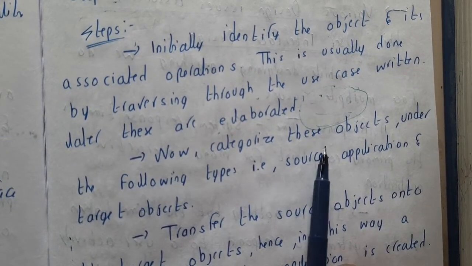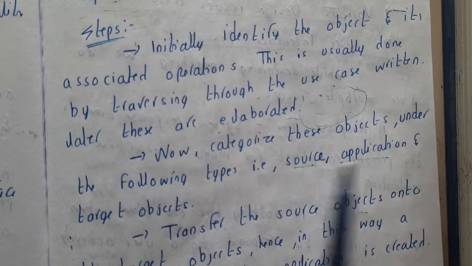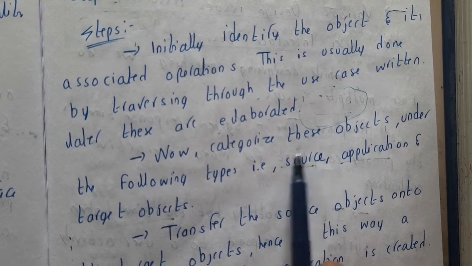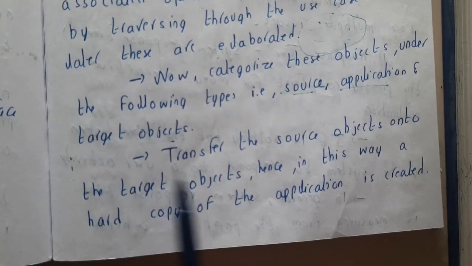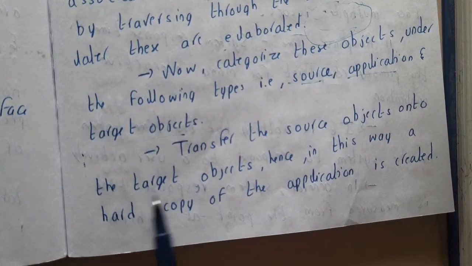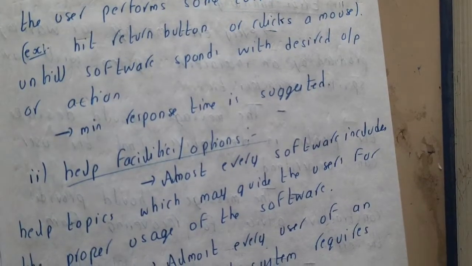Now categorize these objects. You got some objects, right, under the following types: source, application and target objects. So whether it is a source object, an application object, or a target object. Transfer the source object into the target object. Hence, in this way, a hard copy of the application is created. So basically, you will be creating some prototypes and hard copies, guys.